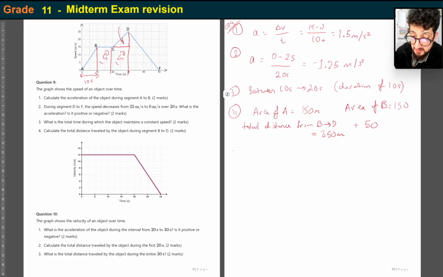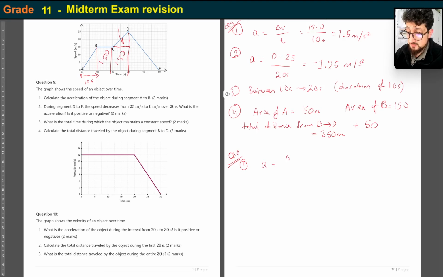Let's go to question 10. And question 10, I can do better than that. Once again, it's about a graph. The graph shows the velocity of an object over time. What is the acceleration of the object during the interval from 20 to 30 seconds? Is it positive or negative? So by now we should know how to do these. They're just the same. From 20 to 30, obviously it's negative, but this time it's velocity-time. From 20 to 30, it's negative.